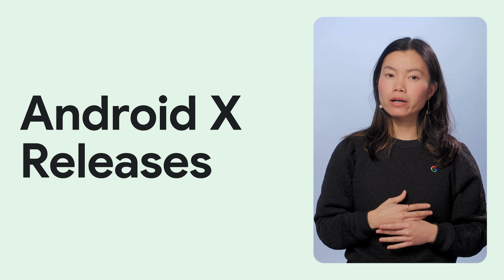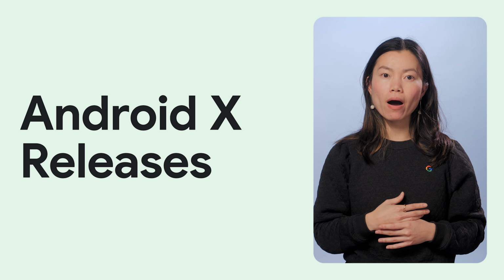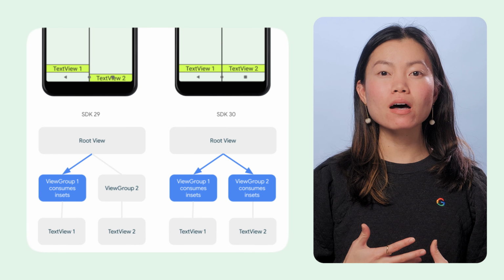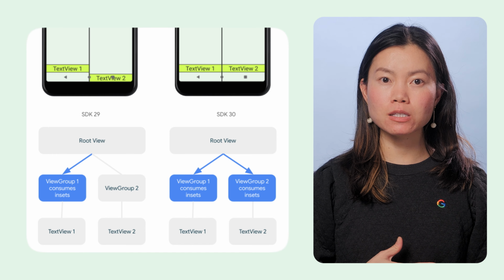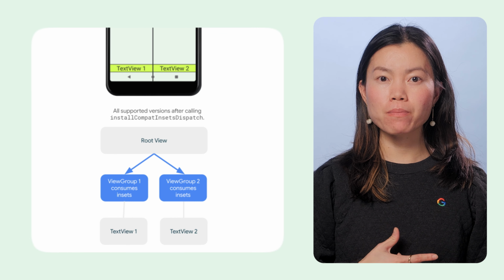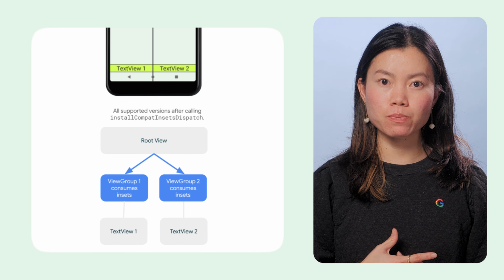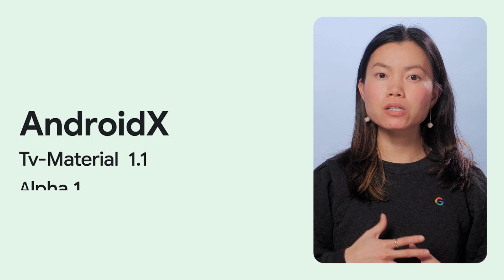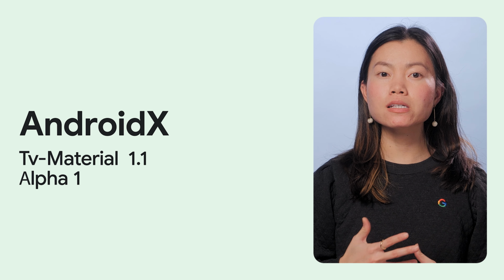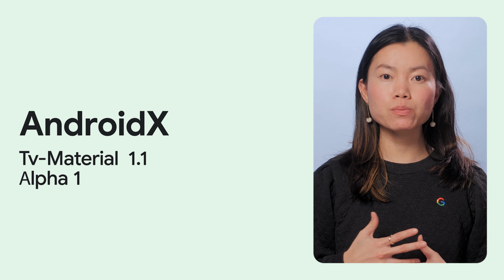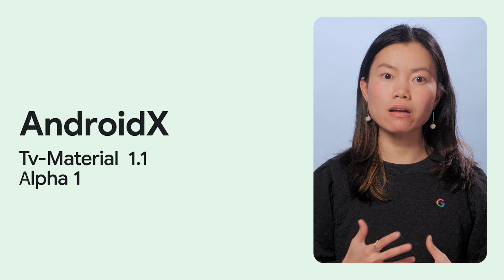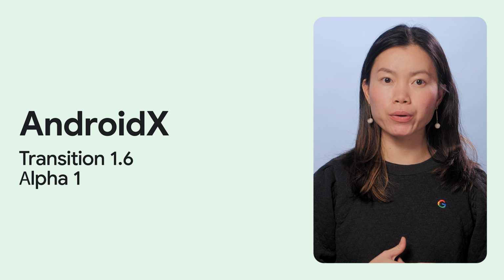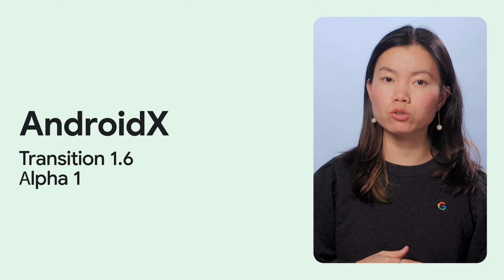We added support for Android XR with perception, spatial UI layouts, 3D content manipulation, and more. AndroidX Core 1.16 Alpha 1 fixes inset dispatching for views. Call ViewGroupCompat.installCompatInsetsDispatch to ensure insets dispatch correctly on all versions. TV Material 1.1 Alpha 1 replaces FocusProperties.enter and FocusProperties.exit with onEnter and onExit. Transition 1.6 Alpha 1 sets the disjoint parent for view overlays used to animate its transition.